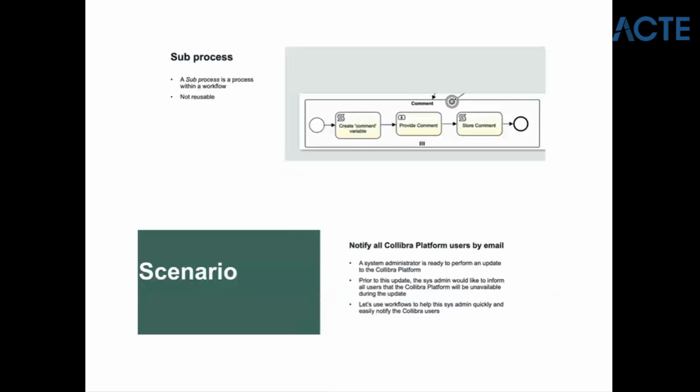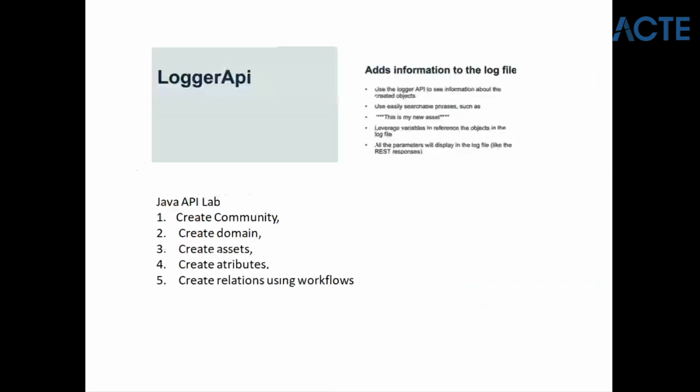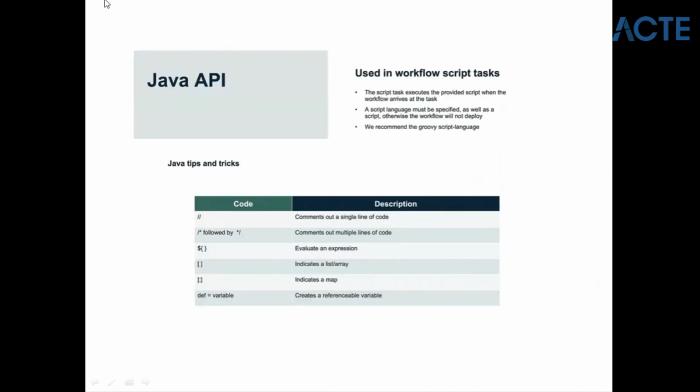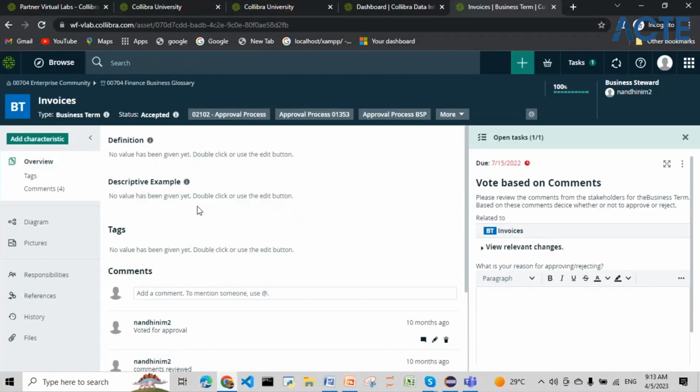So in this scenario, I am a sysadmin, and I'm going to perform some changes in the console or platform. So I need to send a mail to all of the users in Collibra. How to do this via workflow, we'll be seeing that. Before that, let's look into Collibra once, and then come to this Java API. So Collibra's workflow, let's have a look.